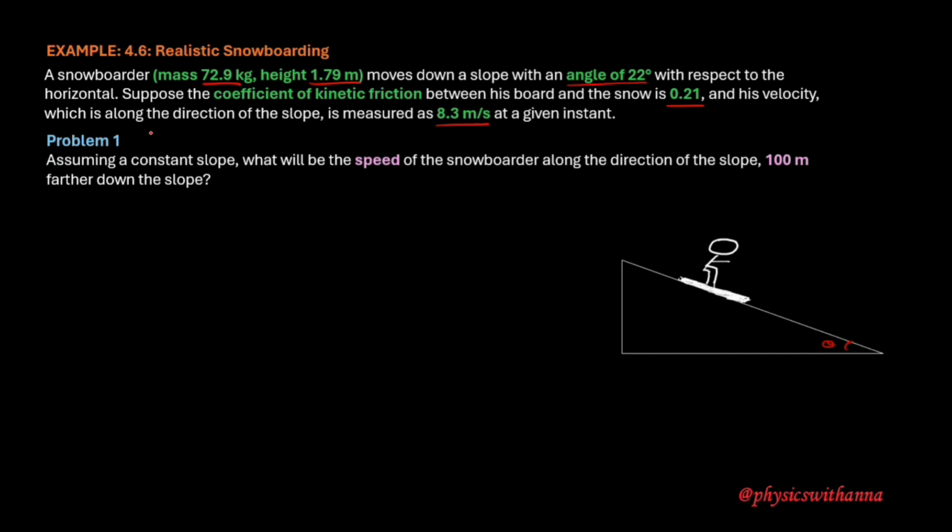First part of the problem says, assuming a constant slope, what will be the speed of the snowboarder along the direction of slope 100 meter further down the slope?